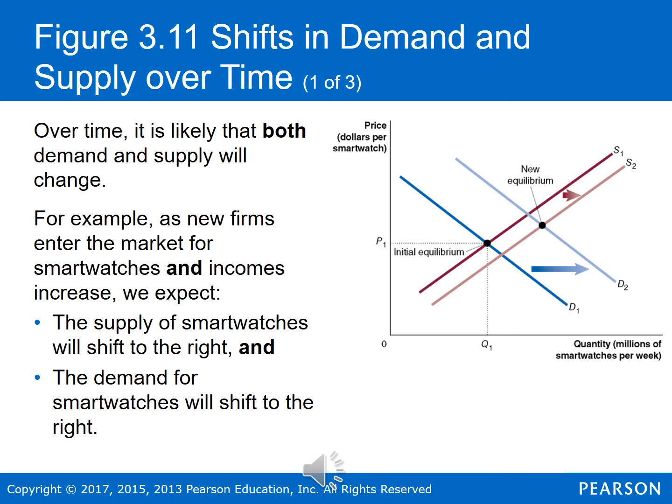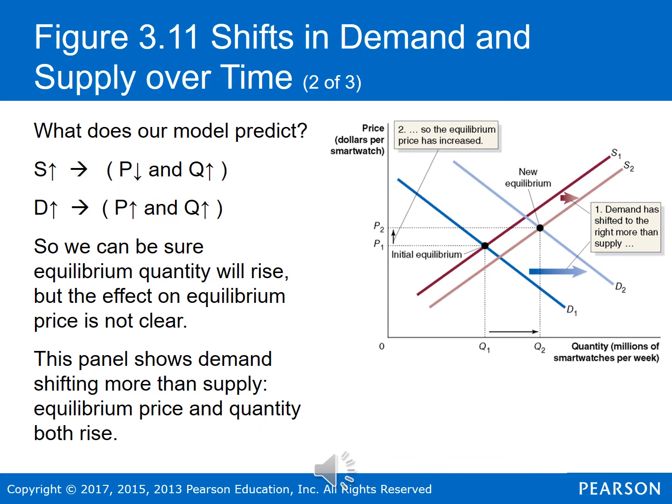Now, over time, it's likely that both demand and supply are going to change. For example, new firms enter the market for smartwatches and incomes increase. If these both happen, the supply of smartwatches is going to shift to the right, and the demand for smartwatches is also going to shift to the right. So what does our model predict? Well, an increase in supply is going to decrease the price and increase the quantity. An increase in demand is going to increase the price and increase the quantity.